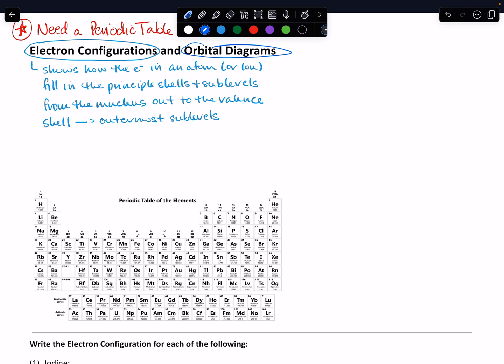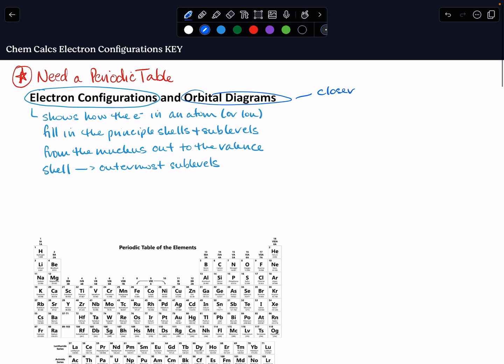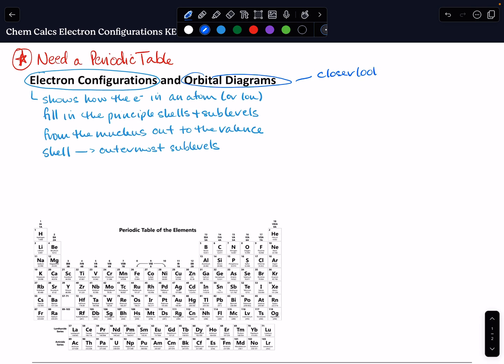Now an orbital diagram is a little bit different. An orbital diagram gives us a closer look at the electrons in the orbitals within the atom.